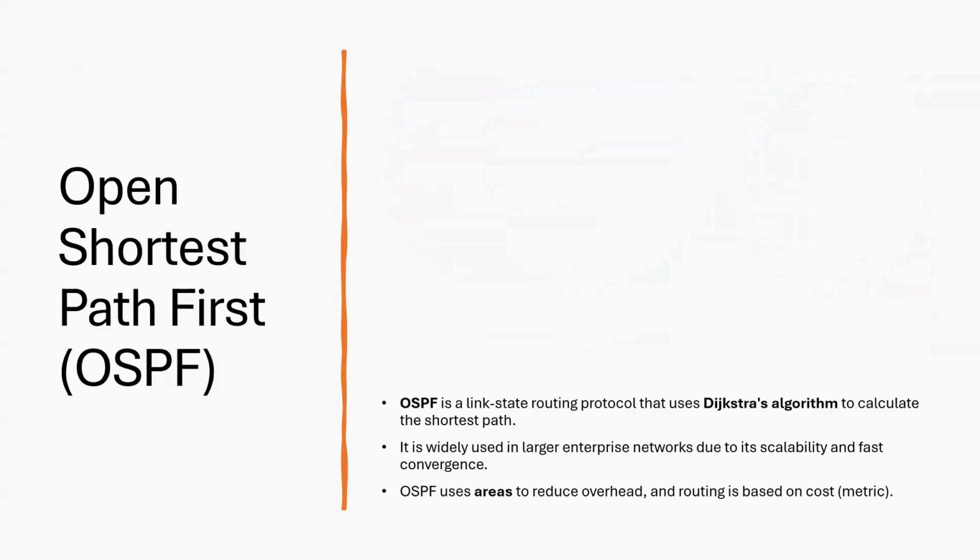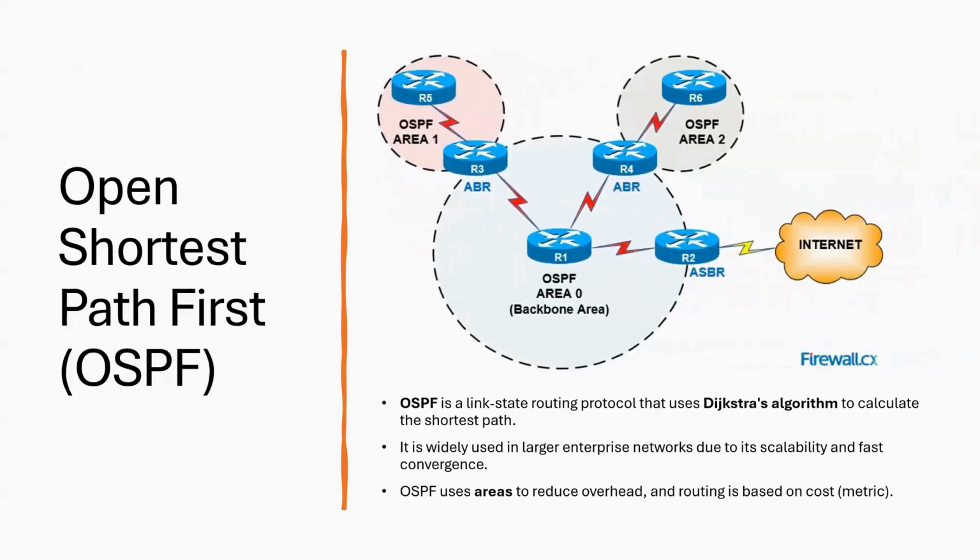Now, let's talk about OSPF, or Open Shortest Path First. OSPF is a link state routing protocol that's widely used in large enterprise networks because it's scalable and has fast convergence. OSPF breaks the network into different areas to reduce the amount of routing information that each router has to process, and this helps keep things efficient. It uses Dijkstra's algorithm to find the shortest path, and the routing decision is based on cost, which is the metric for OSPF.